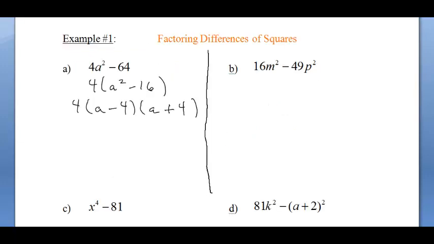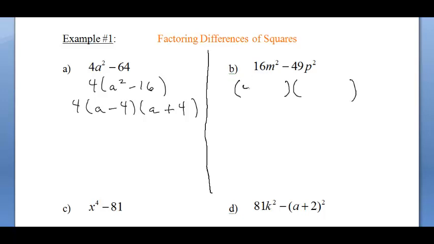Our next example, 16m squared minus 49p squared. Our GCF is 1, so we can move to our second step. Our second step is to determine whether or not this is the difference of two squares. 16m squared is a perfect square, 4m times 4m, and 49p squared is also a perfect square, 7p times 7p. So we can use our pattern to factor.